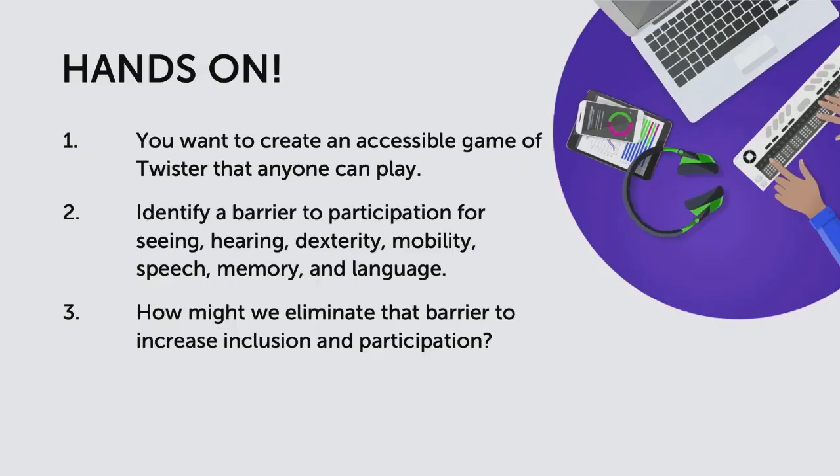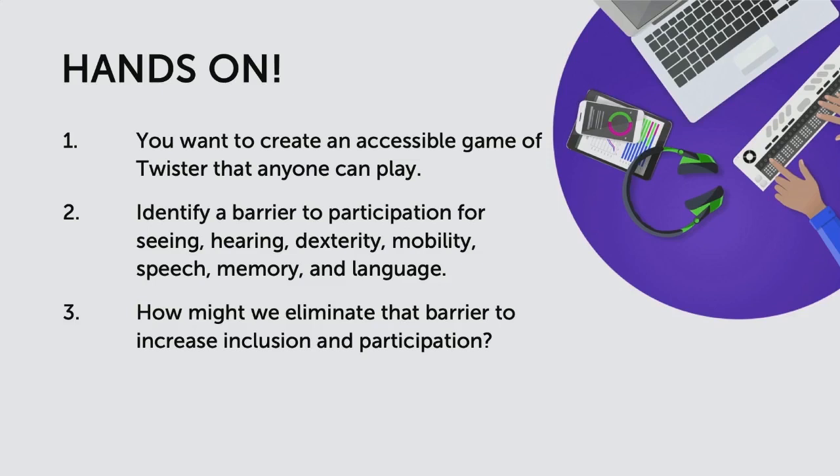Now, what we're going to do is rethink Twister a little bit. Our goal is to create an accessible game of Twister that anybody can play. So we're going to very quickly identify a barrier to participation for seeing or hearing, dexterity, mobility, speech, memory, language. Pick any type of disability that you want to think of, and think of what a barrier to participation might be for somebody that has that particular disability.